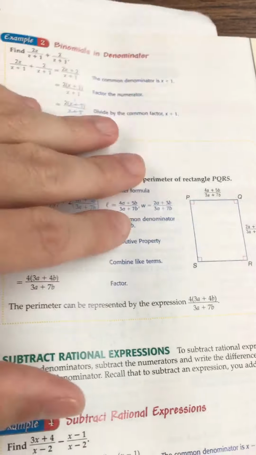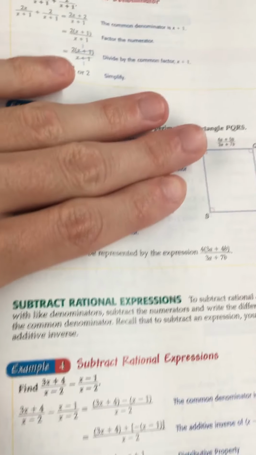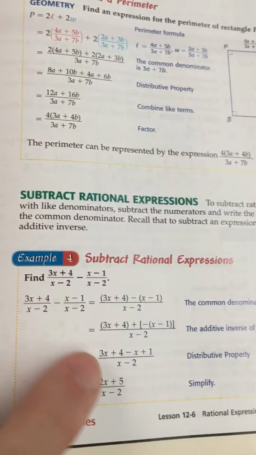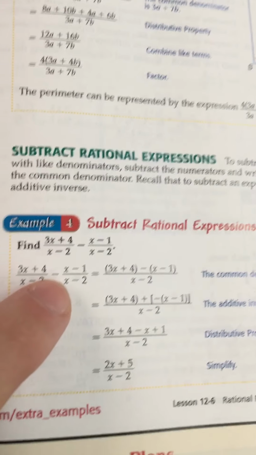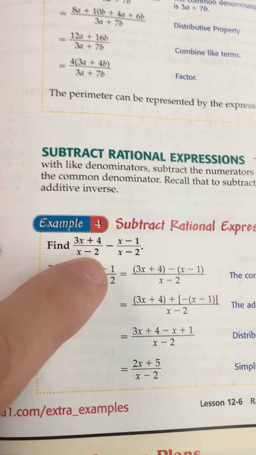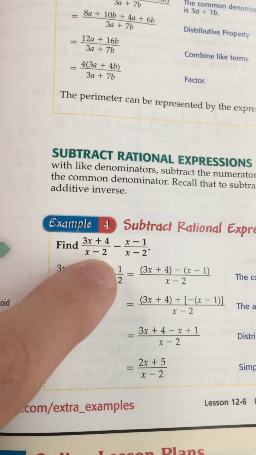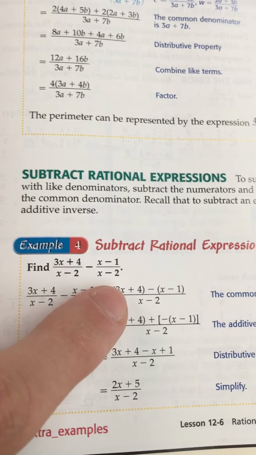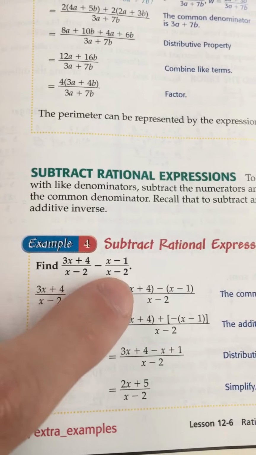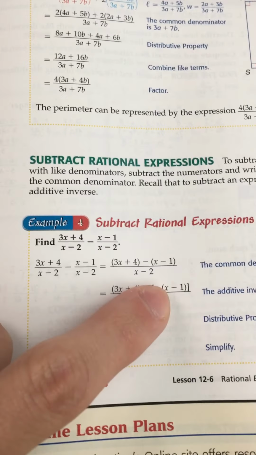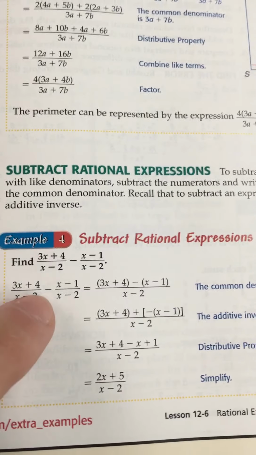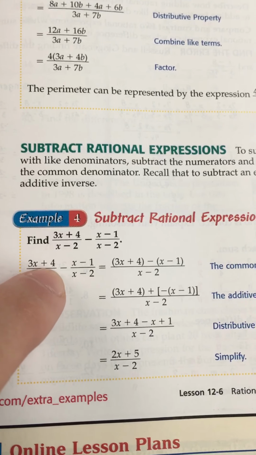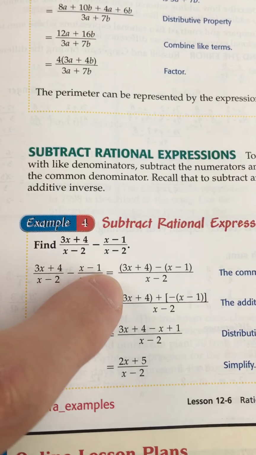Don't worry about example 3. We're not going to worry about finding the perimeter right now. Let's move on to example 4. Do we have a like denominator? 3x plus 4 divided by x minus 2 minus x minus 1 divided by x minus 2. Do we have a common denominator? We do. Now, we're going to subtract 3x plus 4 minus x minus 1.